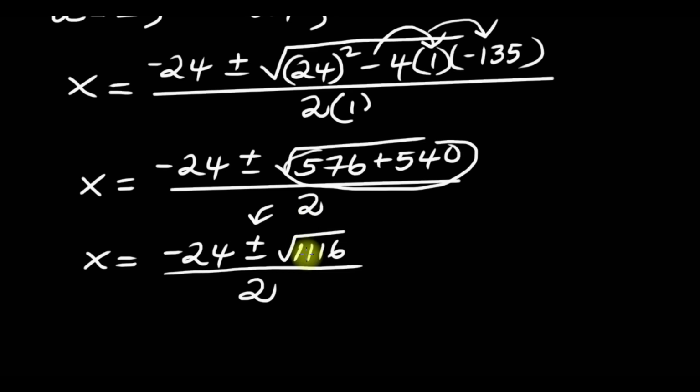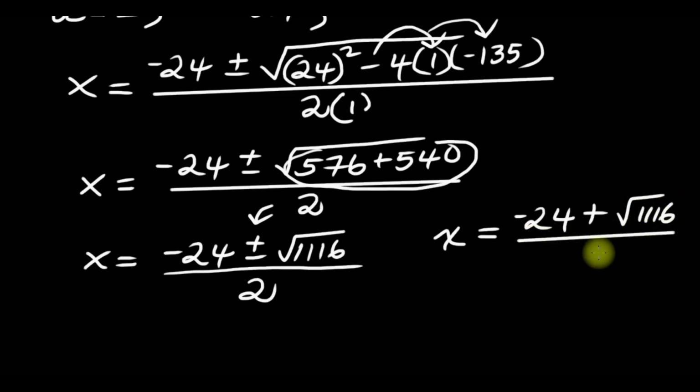Okay, so notice I have a plus or minus here, right? So I would have to evaluate the square root of 1116. But only one of these numbers is going to matter because the other one's going to end up with a negative number. So I only have to evaluate one here. So that would be x equals negative 24 plus square root of 1116, and then whatever that number is, divide by 2.